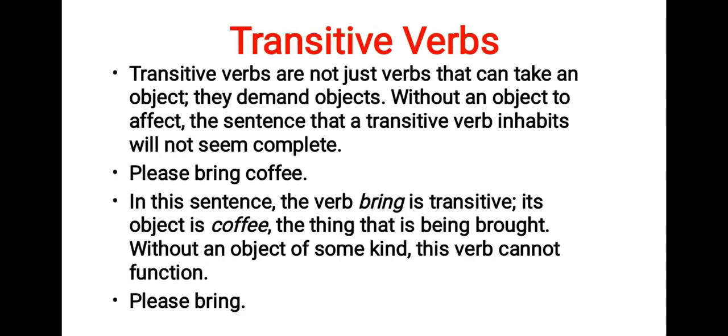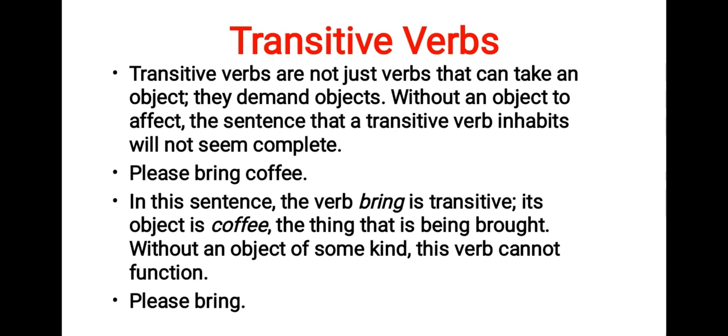Now, transitive verbs are not just verbs that can take an object, they demand an object. Without an object to affect, the sentence that a transitive verb inhabits will not seem complete. ट्रांजिटिव वर्ब्स हमारे पास वो वर्ब्स कहलाते हैं जिसके लिए ऑब्जेक्ट कंपलसरी होता है. Transitive verbs need an object to convey a complete thought, क्योंकि ट्रांजिटिव वर्ब्स के पास अगर ऑब्जेक्ट नहीं होगा तो सेंटेंस का कंप्लीट मीनिंग कन्वे नहीं हो पाएगा और सेंटेंस की समझ नहीं आएगी.